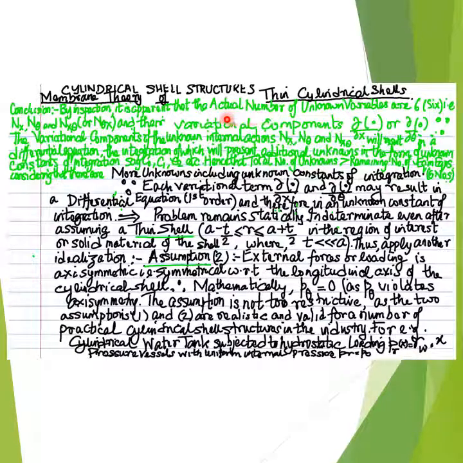6 actual number of unknown variables that are nx, n theta, and nx theta, as well as their 3 variational components that are mathematically represented by the variational terms del by del x or del by del theta.